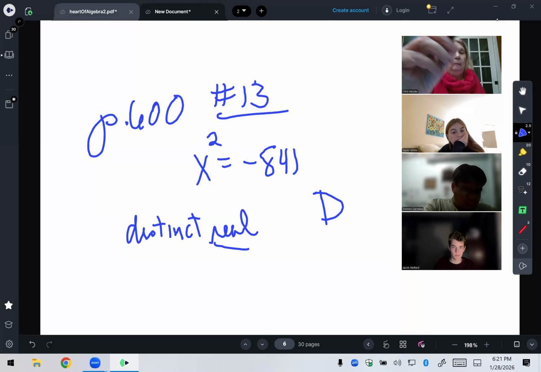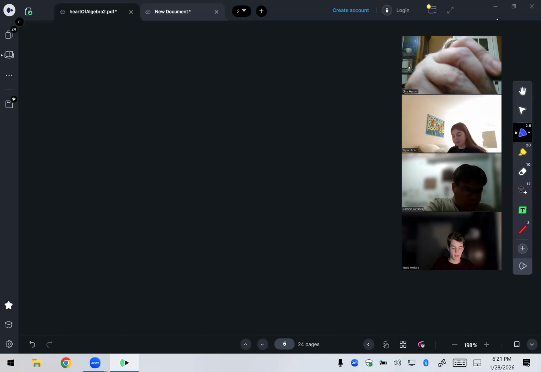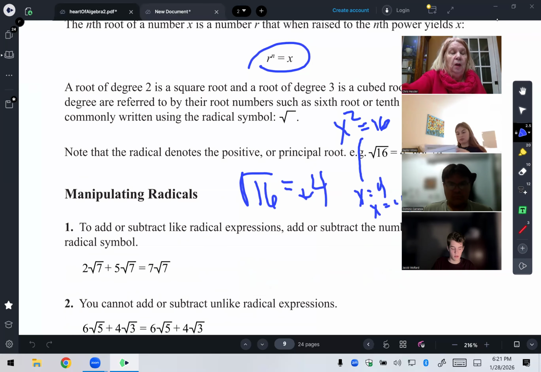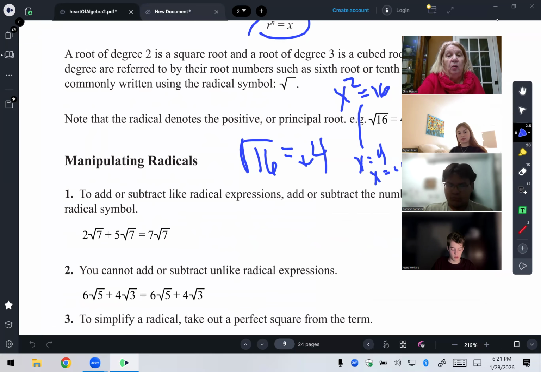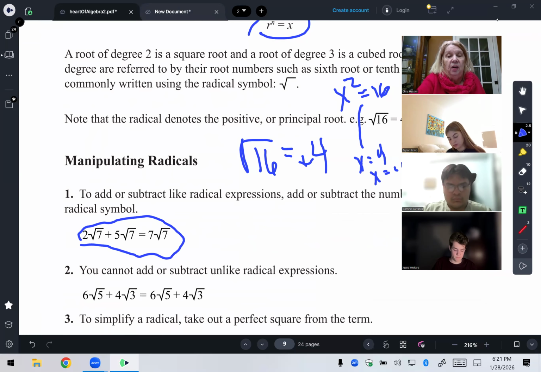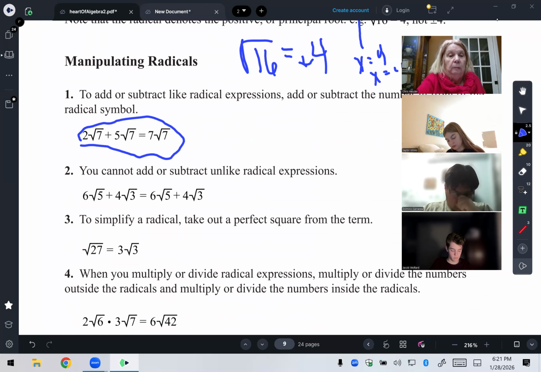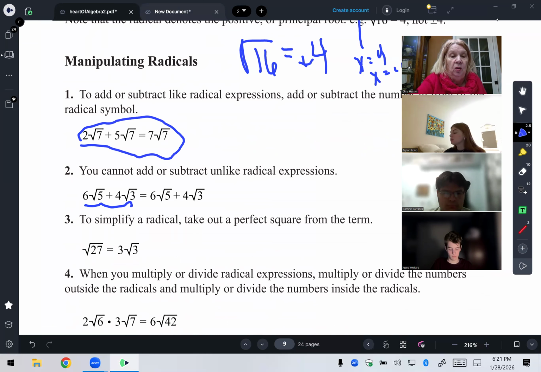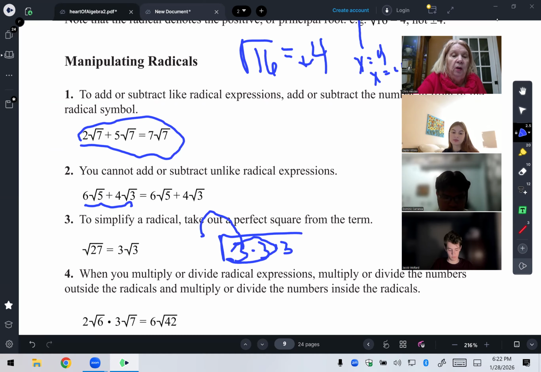So we're going back to the packet. Now, to add or subtract like radicals, this is totally legal: 2 square roots of 7 plus 5 square roots of 7 is 7 square roots of 7. But the math police will arrest you. You cannot add different radicals. It has to stay the same. And to simplify a radical, I have my little way of making a marriage. 27 is 3 times 3 times 3. Threes would come out. Here comes the bride. So that's going to be 3 square root of 3.